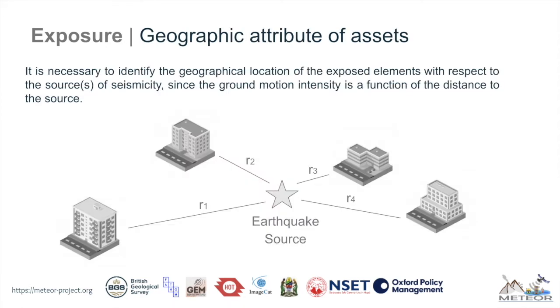The geographic location of the exposed elements is necessary as it indicates the source-to-site distance, which is required by ground motion prediction equations. Additionally, the location might indicate information related to the site conditions, such as the VS30.